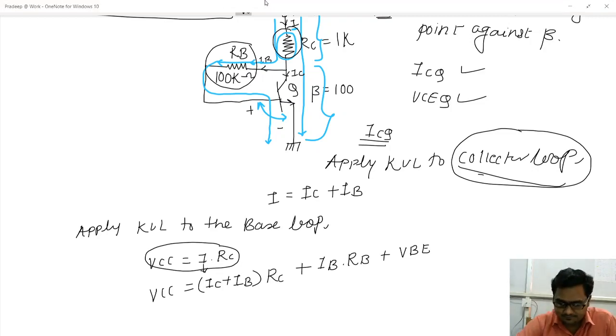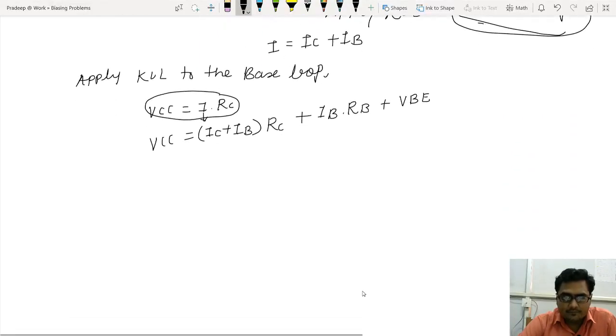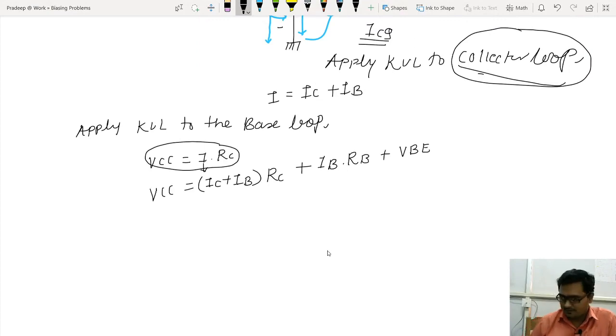Now this IC is not useful in the equation. Why? Because IB term is there in this equation, IB term is there in this equation, and this is a fixed voltage. So the IC that I want to calculate is a separate term in the equation, which is not useful for us. So what will I do then? I will replace it with beta IB.